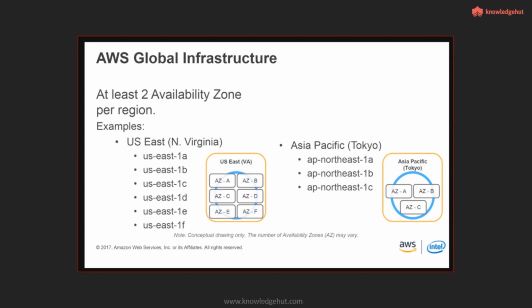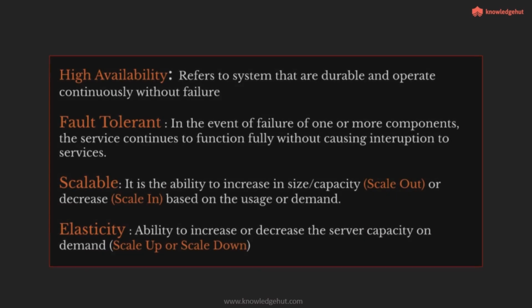So that's how the whole infrastructure is laid out by Amazon, which gives you this added advantage that your services are accessible anytime, anywhere. And this infrastructure that we talked about is the thing that makes AWS a highly available, fault tolerant, and scalable platform, which will help you have that elasticity, how you can scale up and scale down, how you can scale out and scale in your services.